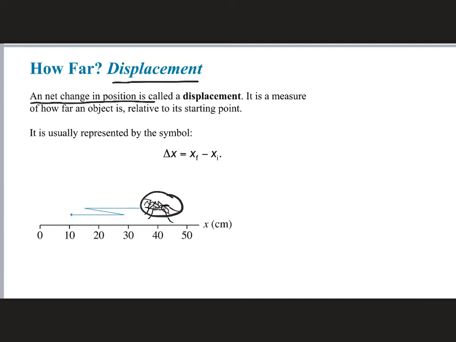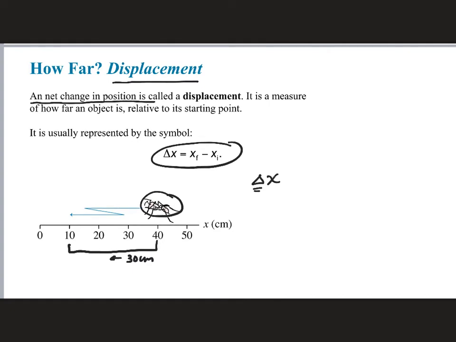Even though it zigzagged a whole bunch, it really didn't get very far from where it started. And just by looking at the number line, we could see that the ant moved 30 centimeters in the negative direction. And so we would say its displacement is -30. A more formal way to calculate that is with the definition of displacement.